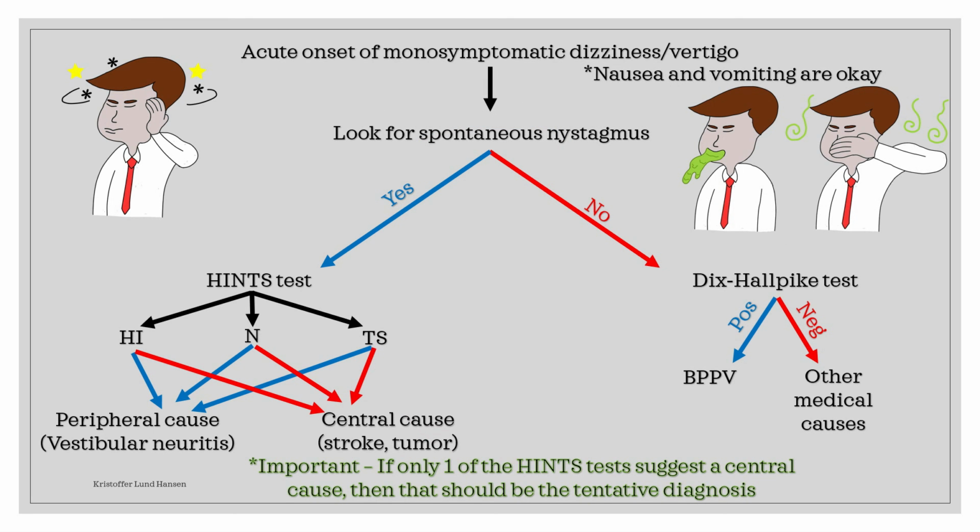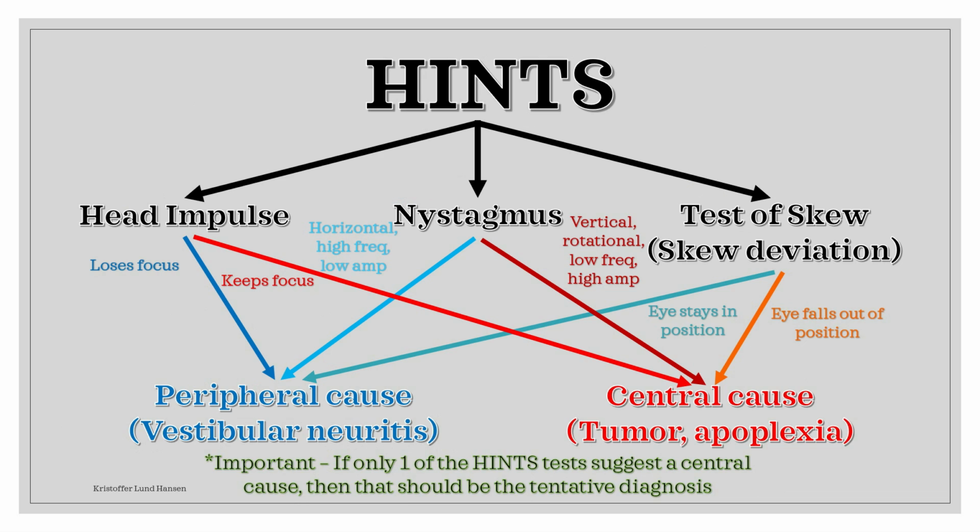To end off this video, I have made 2 summary flowcharts to help you remember the main points of this video. First, this flowchart shows you when you're supposed to use HINTS or when you're supposed to think about something else. And here is the HINTS test summarized into its own flowchart. Remember, if only one of the HINTS tests suggests a central cause, then a central cause like a tumor or stroke should be your tentative diagnosis.